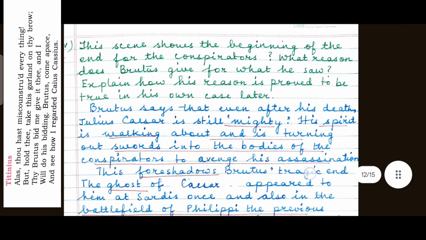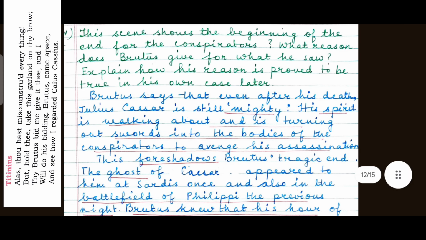What reason does Brutus give for what he saw? Brutus says that even after his death, Julius Caesar is still mighty, powerful. His spirit is walking about and is turning our swords into the bodies of the conspirators to avenge his assassination. Now students learn the spelling of assassination. Double S, again double S. So a total of 4 S.